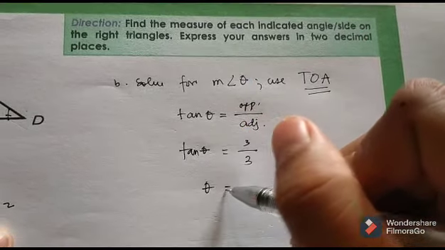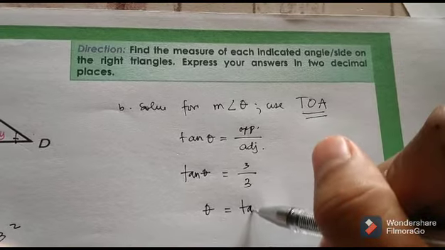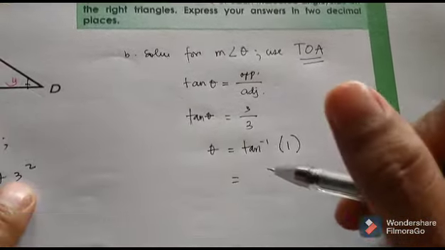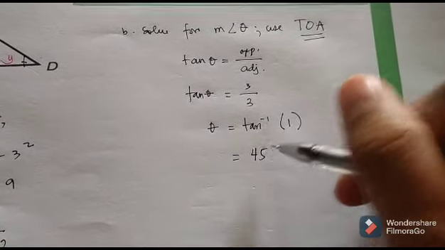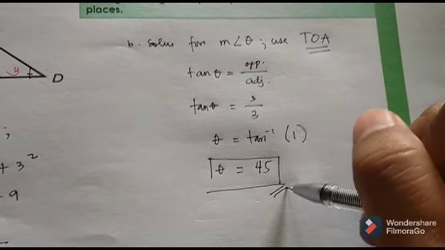So theta therefore is equal to the inverse tangent. What is 3 divided by 3? That is 1. So inverse tangent of 1, that would give you how much? 45. So theta is equal to 45 degrees.